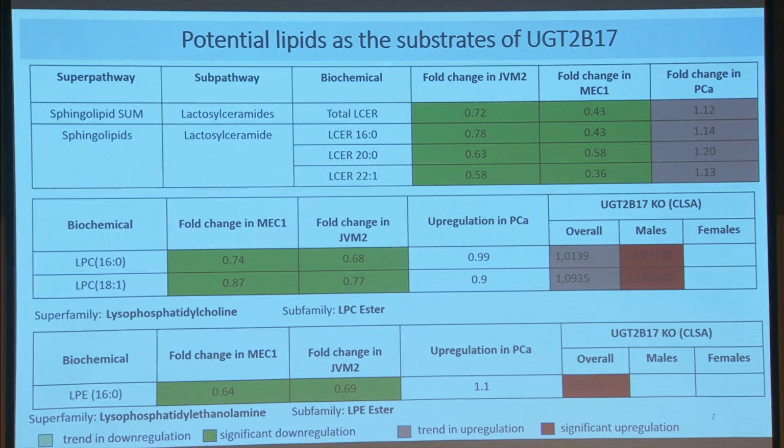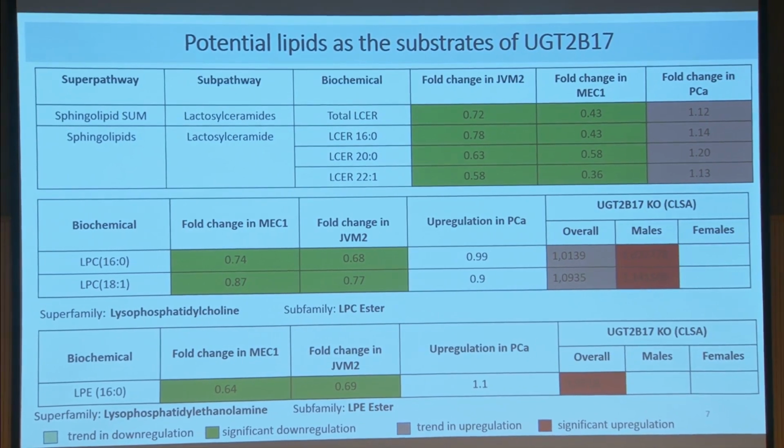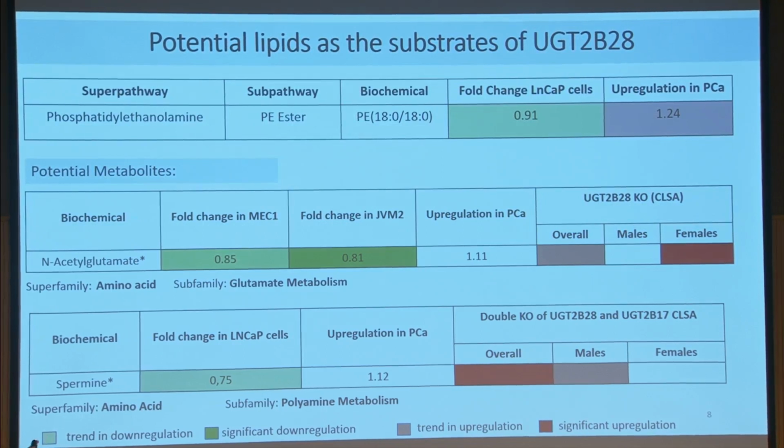Similarly, I found these lipid molecules as potential substrates of UGT2B17, like sphingolipids and some lipids from LPC ester and LPE ester. And for UGT2B28, similarly, PE ester, N-acetylglutamate and spermine were found as potential substrates.